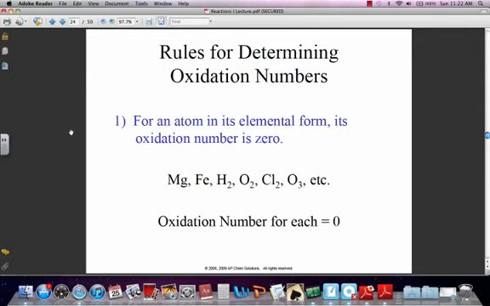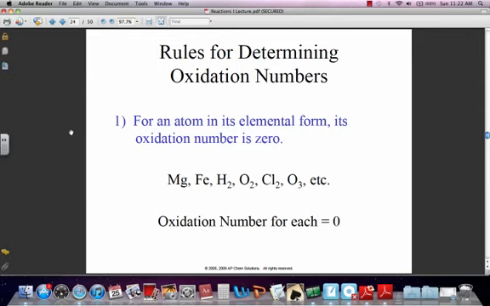Okay, oxidation numbers. Oxidation numbers is like a fancy term for its temporary charge. So think of it as charge. What is the charge of something? What is the charge of oxygen? What is the oxidation number for oxygen?